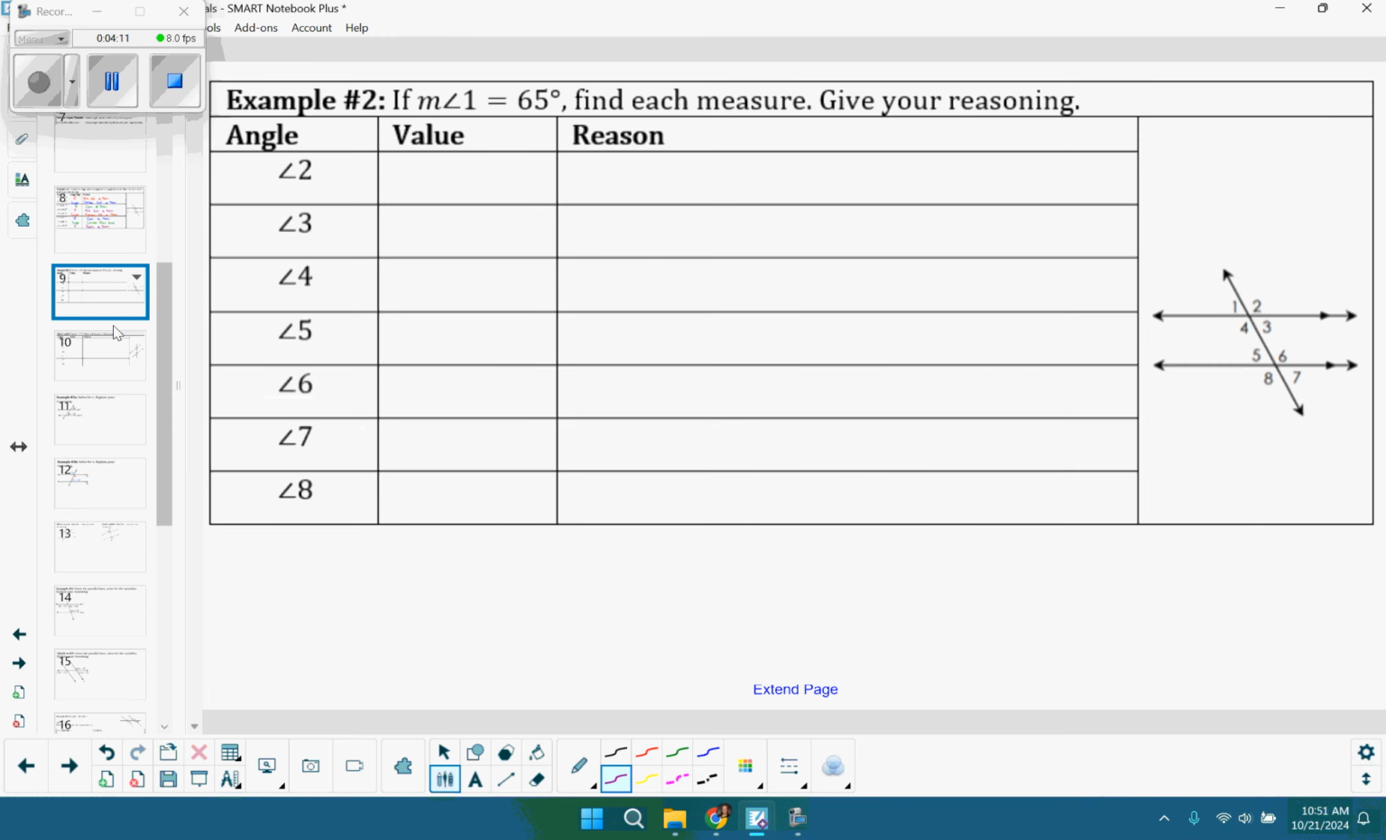In example 2, we're given the measure of angle 1 is 65 degrees. I want to find the measure of all the other angles in our picture and explain our reasoning. I'm going to try to relate them back to angle 1, but if I can't, I'll relate them to another angle. So angle 1 and angle 2 are a linear pair. So I'm going to use the linear pair postulate with angle 1. And I know linear pairs are supplementary, so 180 minus 65 is 115 degrees.